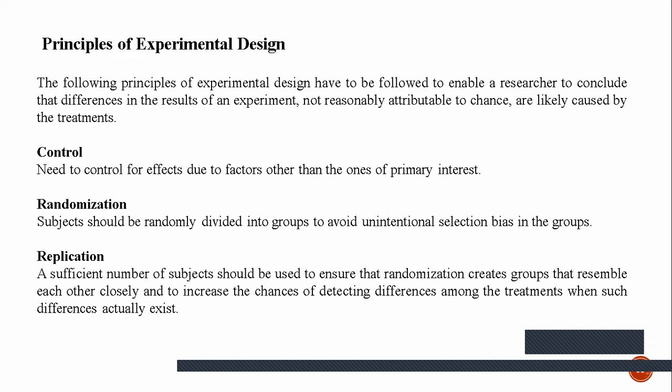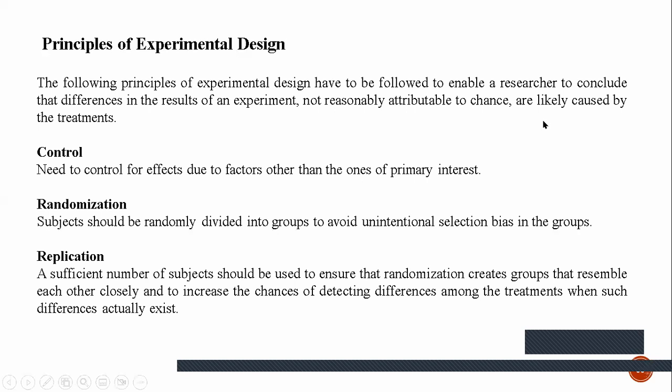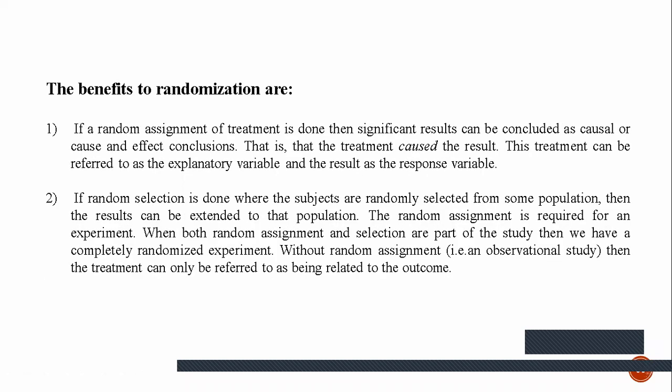For the control one, basically we controlled for effects due to factors other than the ones of primary interest. Like in the controlled experiments we did when we were small, we keep one thing as the primary one and control all the others. Likewise, we give everything else the same way and control only one. These are the three different principles of experimental designs.